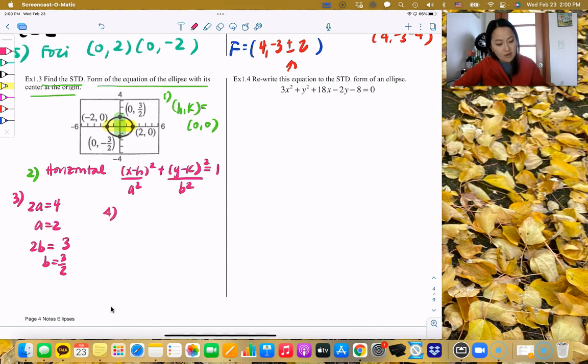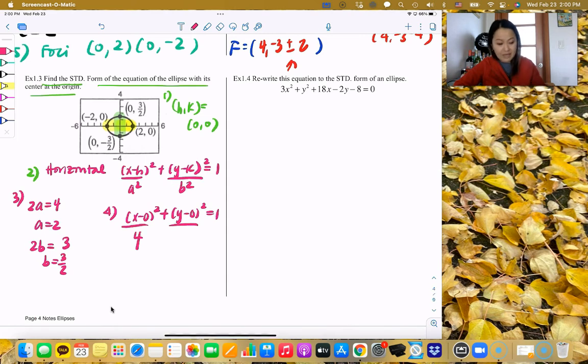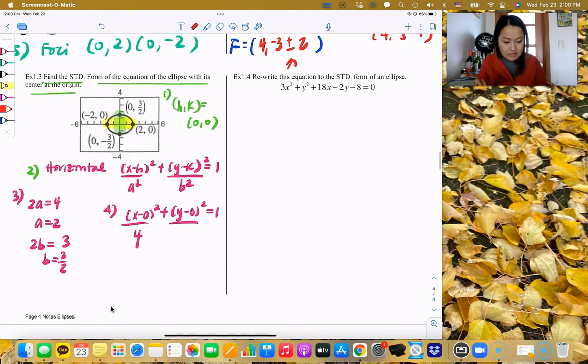Put it all together. X, well, I won't write 0, but let's write the 0 for now because it's at the origin, right? Okay, what's our A? It's 4. And what's our B? Now watch this though. Our B squared, right? This is A squared. We have to write our B squared. Isn't our B squared 9/4? So watch the way I write this, 9/4.